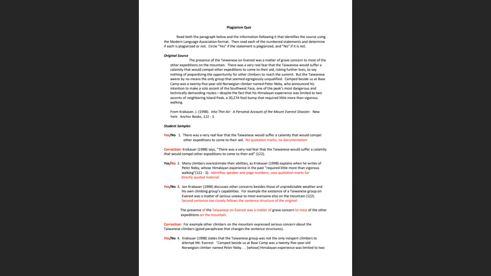So the first one's plagiarized for 2 reasons. It's copied word for word. There are no quotation marks around it, and there's no documentation, and by documentation I mean an in-text citation. Remember that the in-text citation is built off of the bibliographic entry, author's last name, year of publication.